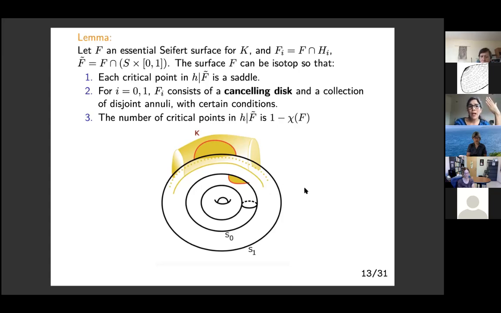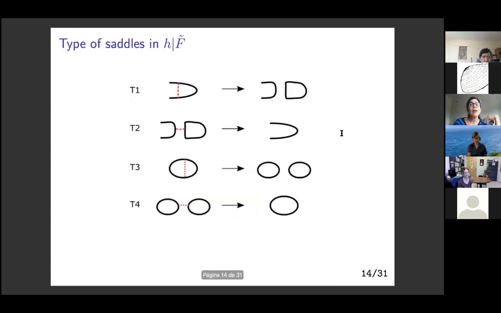But when we were trying to do the general classification, we had some trouble because of the annuli outside the product region. So these are the kind of saddles we are going to see in the product region for the Seifert surface.